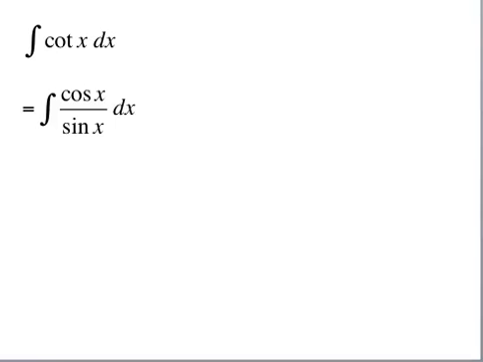But when we see that, we ask ourselves, what should U be? Well, if U is sine x, the derivative is cosine x. And we're always looking for a multiple of that derivative in the numerator, and we have it. So indeed, we're going to let U equal sine x.